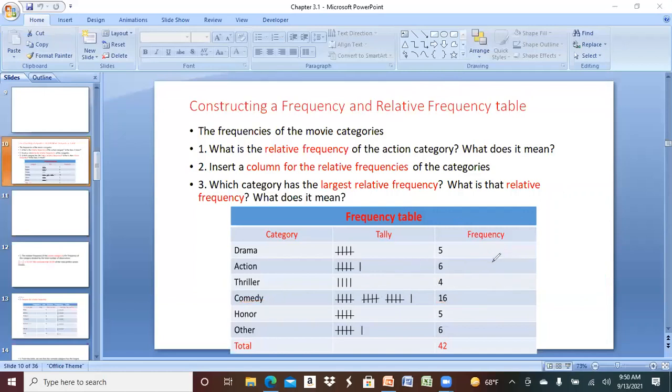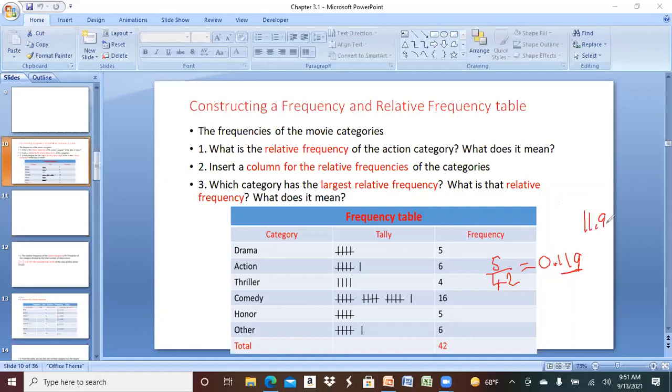And for the Horror, we have 5 divided by 42. Hey, Professor, quick question. Yes. On these, are we always rounding on the decimal points? You always keep three decimal points. Okay, and then you always keep three decimal points.